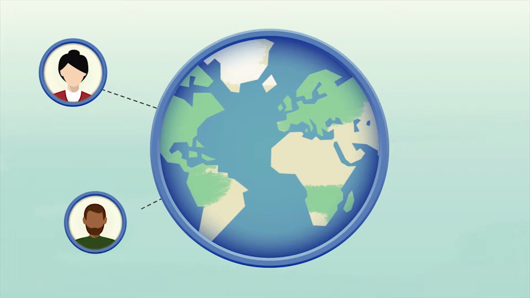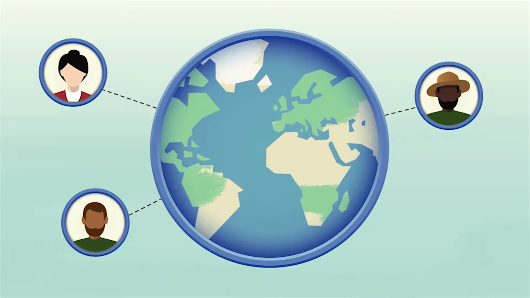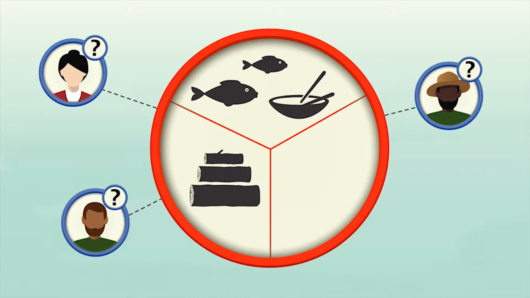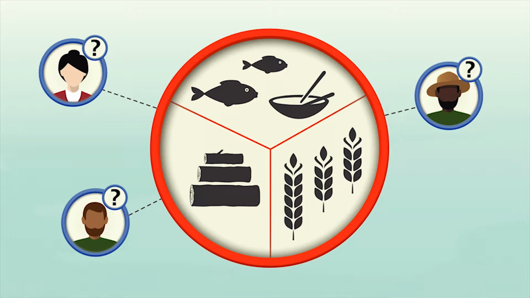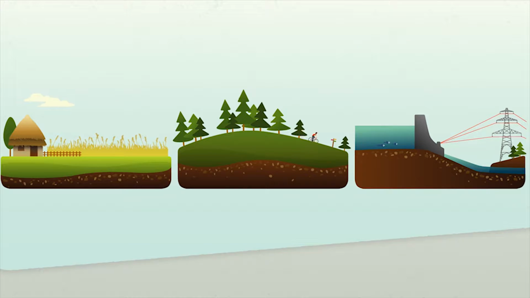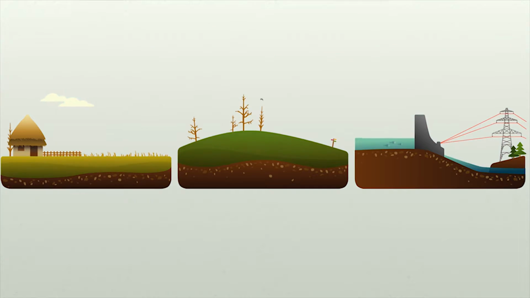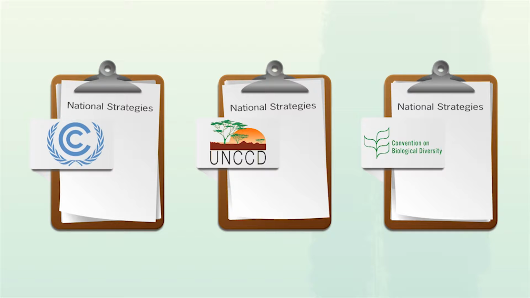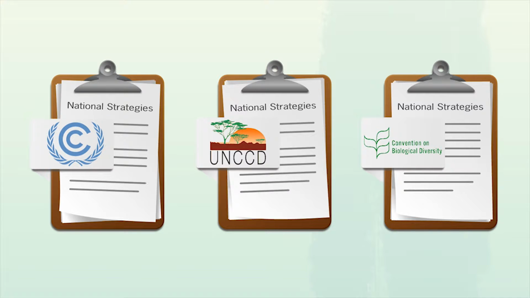All land managers, owners, and tenants struggle to answer the same question. How can we meet our need for food, fuel, and fiber in a way that's both sustainable and climate resilient? Land is finite, but the demands against it are diverse and growing. Decision makers are now looking for new ways to meet their many national goals and international commitments.